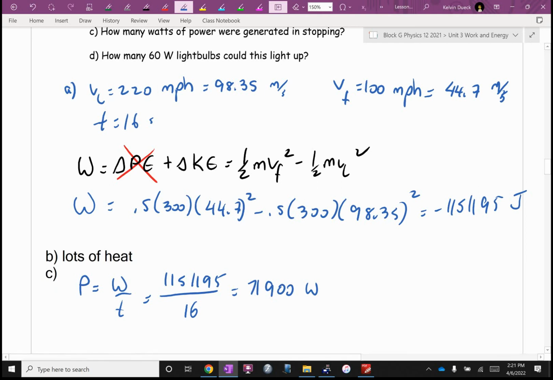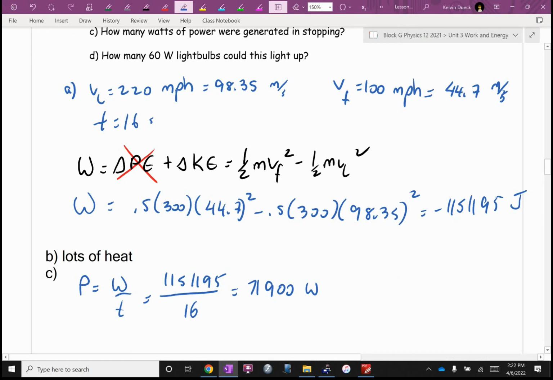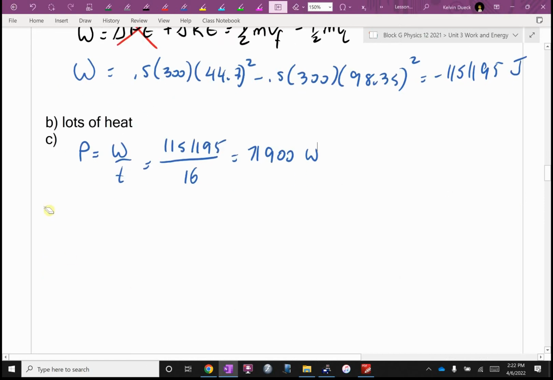So how many 60-watt light bulbs could you light up here? Well, answer button divided by 60. That's for 1 second. What if I wanted to light these for, I don't know, 60 seconds? 20 bulbs. There's a fair bit of energy here. A lot of energy here. So what do we get? How many? 1,200, right?